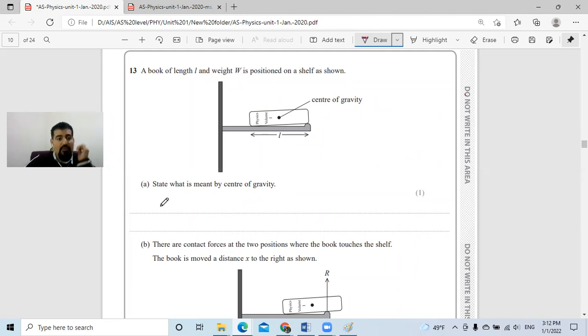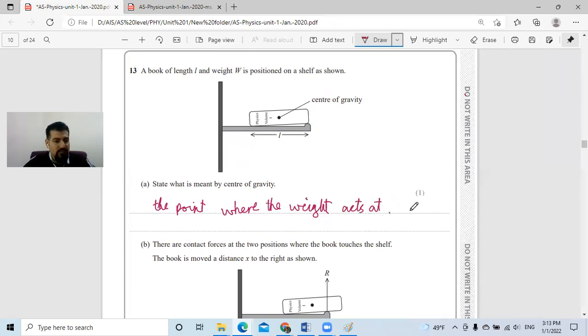It is the region where... Yes, thank you Hamza. Another answer. Thank you Mohammed. Another answer. Yes, correct. Not the region, the point. The point where the weight acts, where the weight concentrates or acts at. Okay, thank you Nour. Bravo to you. Okay.